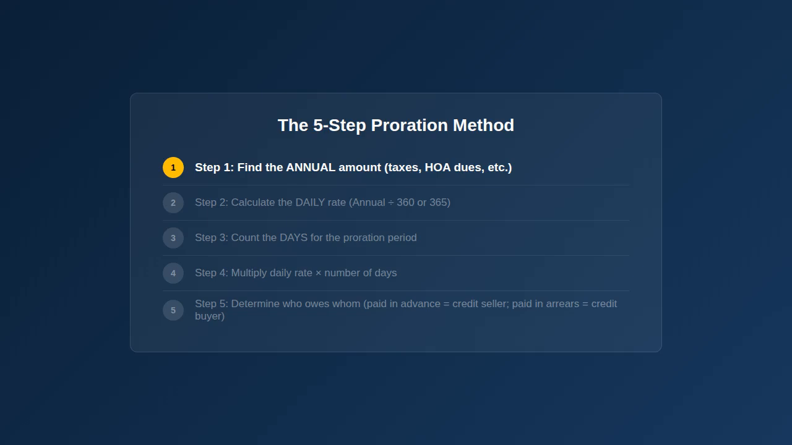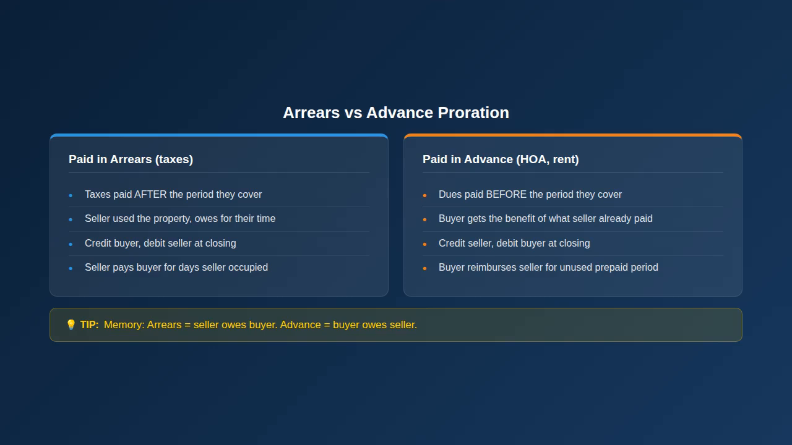Step 3. Count the days for the proration period. Step 4. Multiply daily rate times number of days. Arrears versus advance proration. Paid in arrears: taxes paid after the period they cover, seller used the property, owes for their time. Paid in advance: HOA, rent dues paid before the period they cover, buyer gets the benefit of what seller already paid.